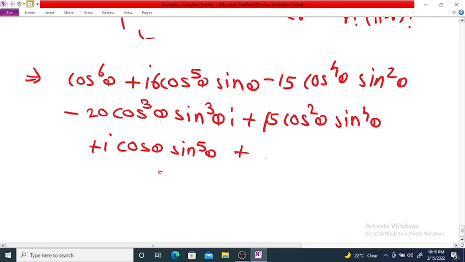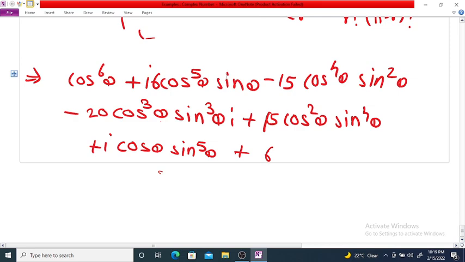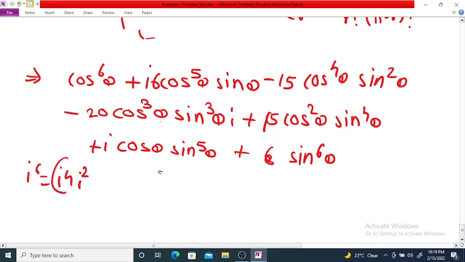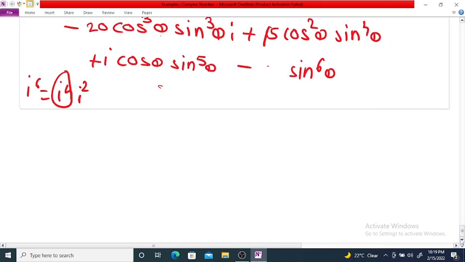i raised to 6 is nothing but i raised to 4 into i square. i raised to 4 is 1, i square is minus 1. So here the sign is minus 1, so minus sin 6 theta.